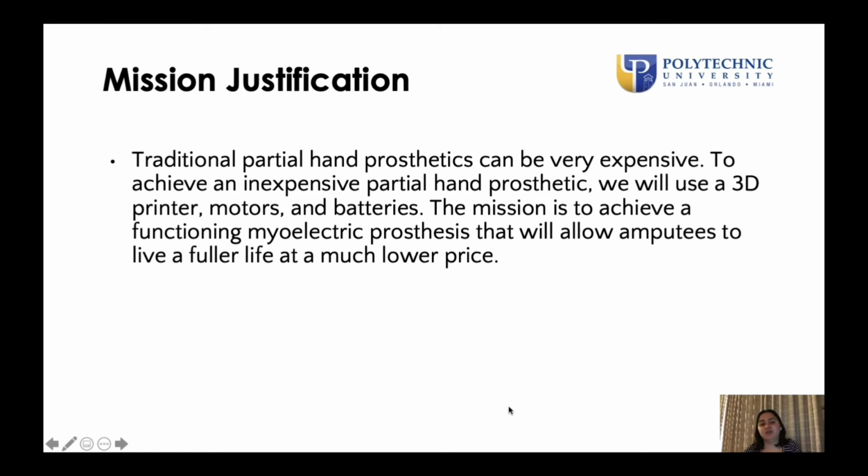Mission justification. Traditional partial hand prosthetics can be very expensive. To achieve an inexpensive partial hand prosthetic, we will use a 3D printer, motors, and batteries. The mission is to achieve a functioning myoelectric prosthesis that will allow amputees to live a fuller life at a much lower price.